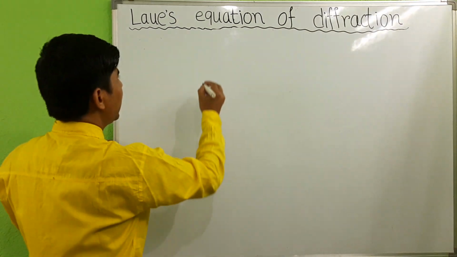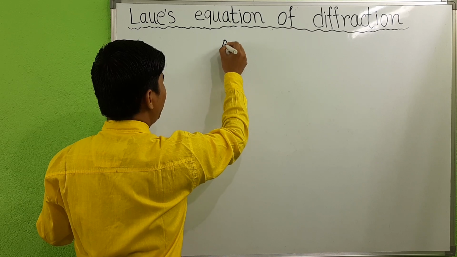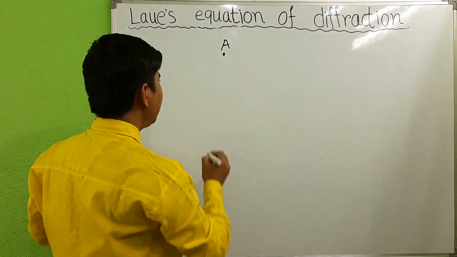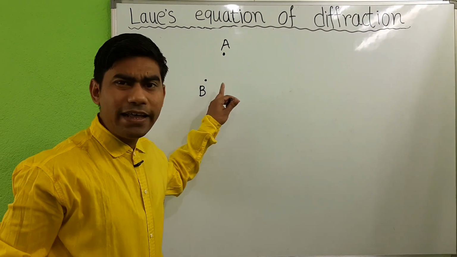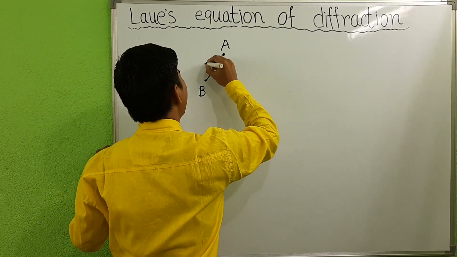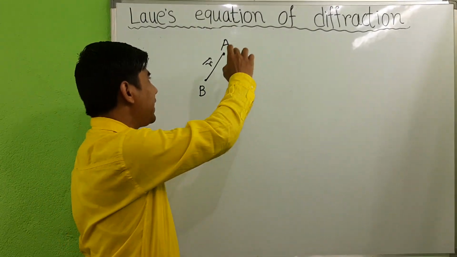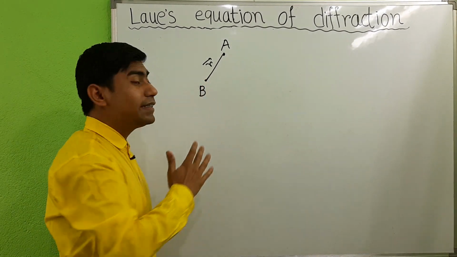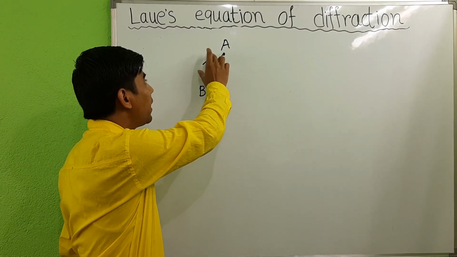Now suppose at the point A we draw an atom, and at the point B we draw another atom, and they are separated by r vector.